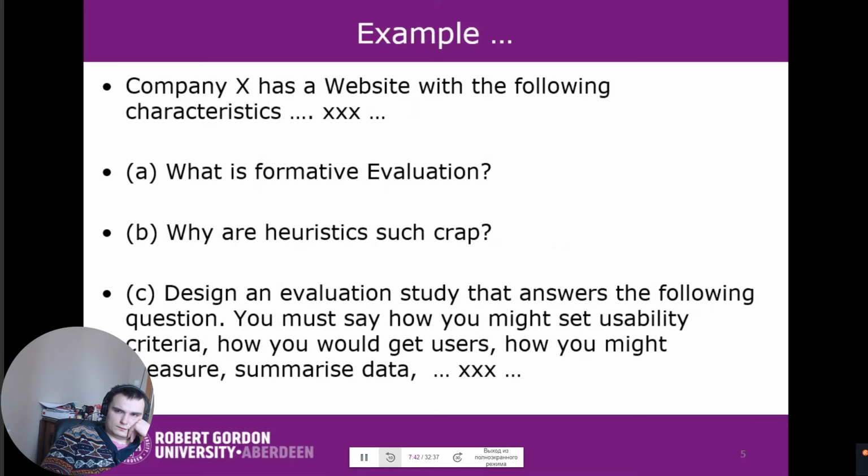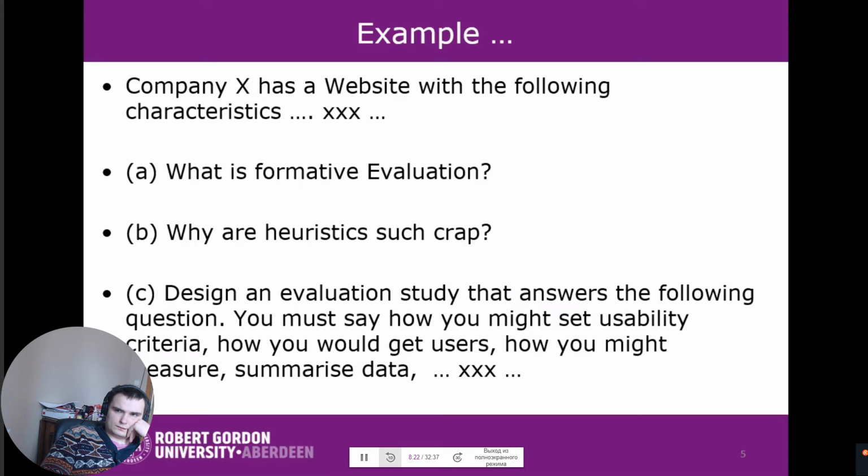Now, here is an example that does fit into the course, something along the lines of Company X has a website with the following characteristics. Those characteristics can be that it's aimed at students, that it's a university site, that it sends out newsletters, that there are reports to be downloaded, and that kind of thing.